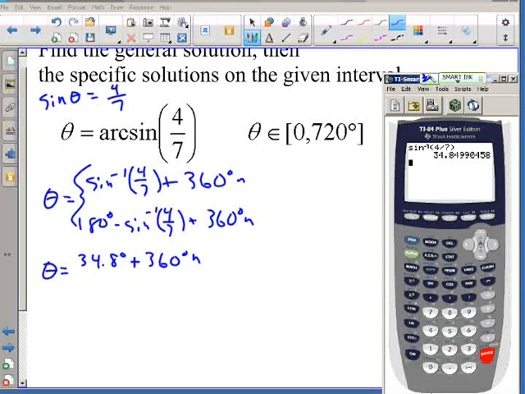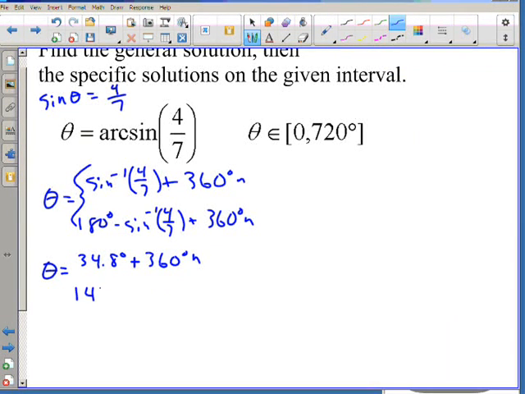So my general solution is 34.8 degrees plus 360n and 180 minus 34.8. I'm going to try to do that math in my head, I guess. 145.2 degrees plus 360n. Okay, that's our general solution. It's not on the given interval yet.